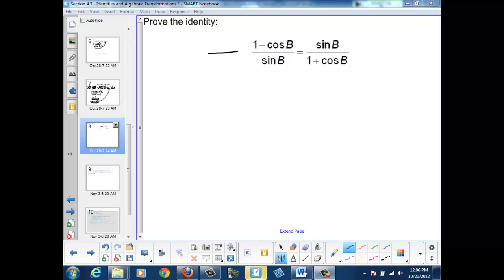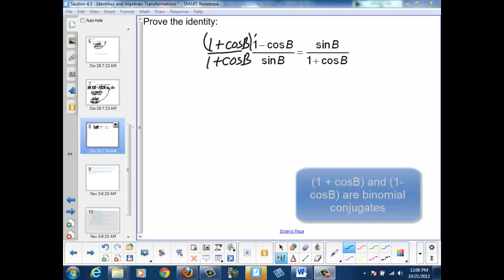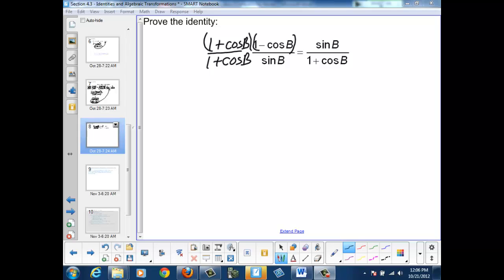I'm going to multiply by a fraction that has 1 plus cosine b in the denominator. But since I have to follow the restriction that I can't change the value of the left side or the right side, I have to multiply by 1, which means that I need to put 1 plus cosine b in the numerator as well. So now, if I multiply the top, I see that I have 1 plus cosine b times 1 minus cosine b, which is a binomial conjugate. When we multiply by binomial conjugates, we end up with the first term squared minus the second term squared.